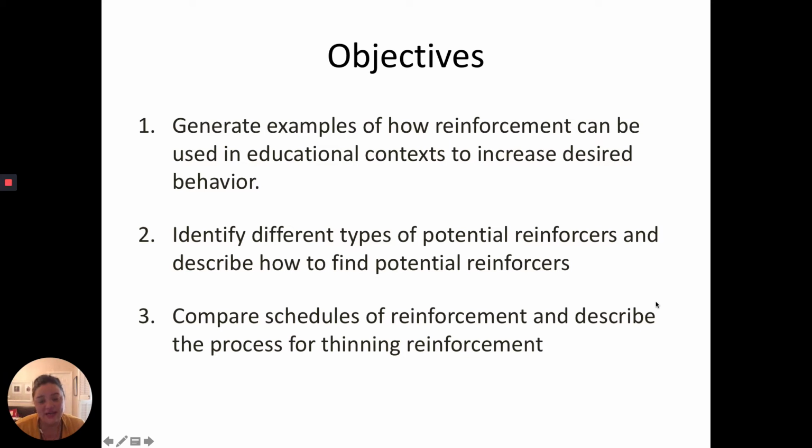So as always, I have identified 3 learning objectives that I would like you to work towards this week. The first is that you'll be able to generate examples of how you can use reinforcement in your classrooms to increase the desired behavior of your students. Second, I would like for you to be able to identify different types of potential reinforcers and describe how you might be able to find those potential reinforcers for a given student. And then finally, and this is what we're going to focus on in this mini lecture, is comparing schedules of reinforcement and describing the process that you would take to thin reinforcement to avoid students from satiating on their reinforcer.